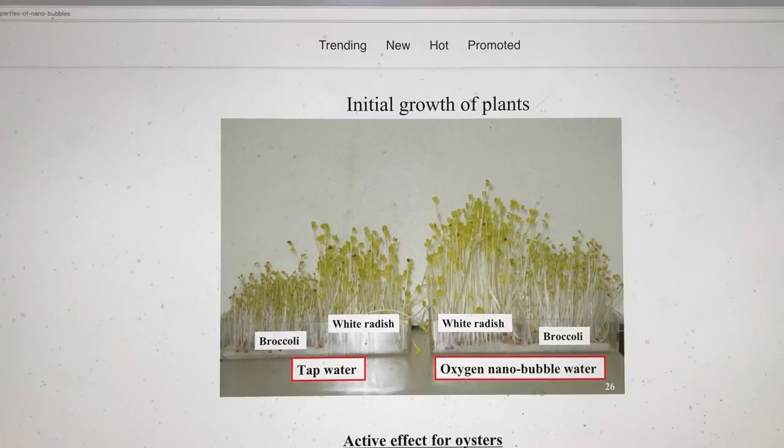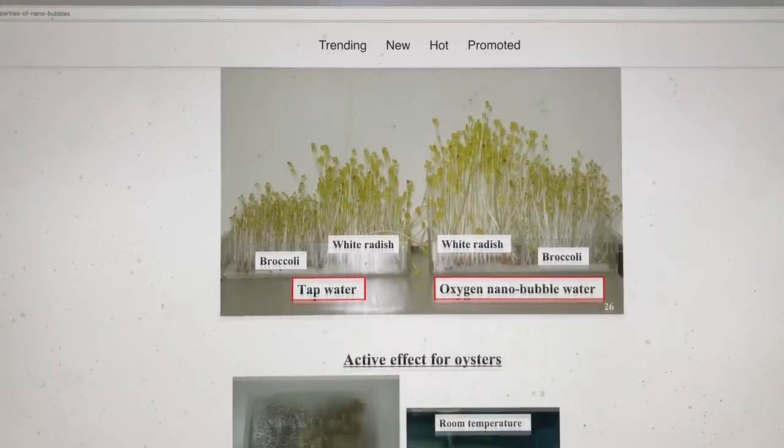And I'm also wondering what hydrogen water and HHO water might do, and other combinations.